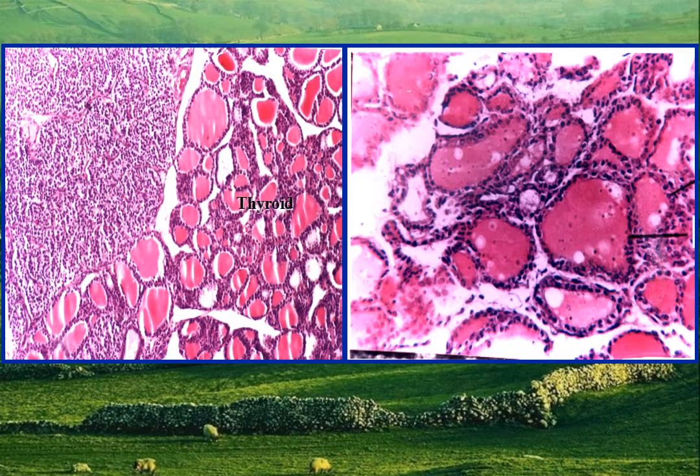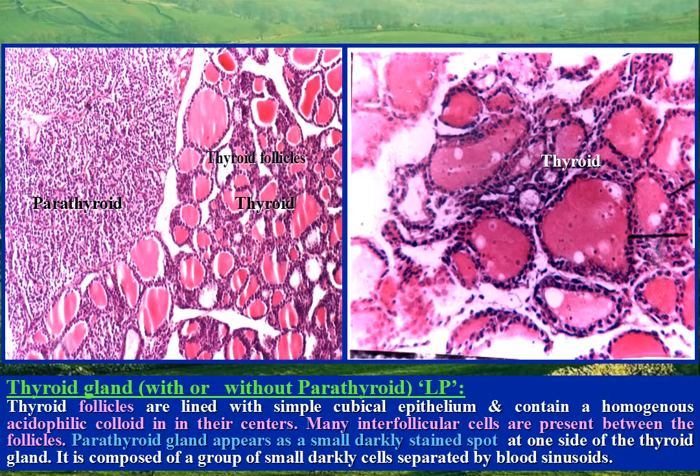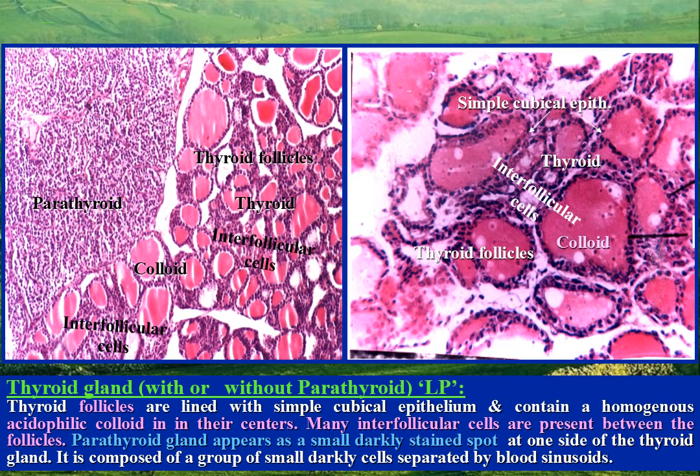Thyroid and parathyroid glands by different low power magnification. Thyroid follicles are lined with simple cubical epithelium and contain a homogeneous acidophilic colloid in their centers. Many interfollicular cells are present between the follicles. Parathyroid gland appears as a small darkly stained spot at one side of the thyroid gland. It is composed of a group of small darkly stained cells separated by blood sinusoids.